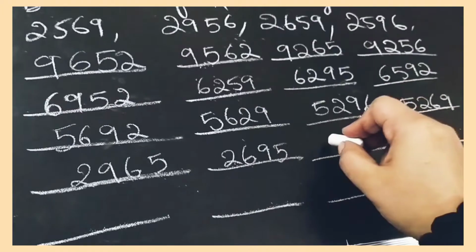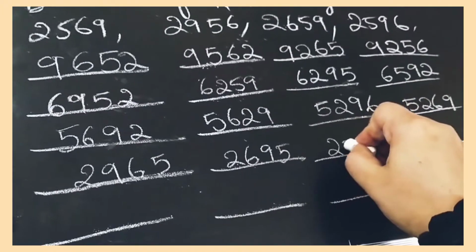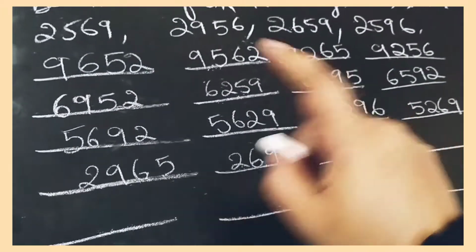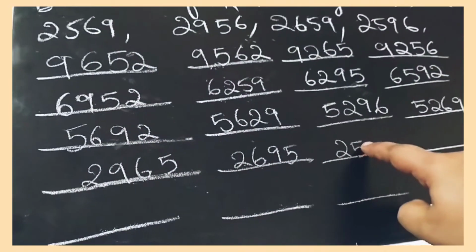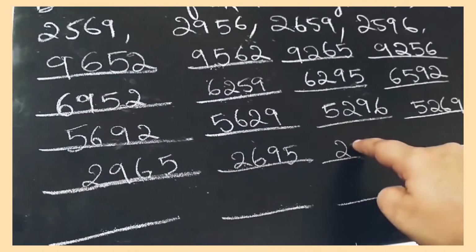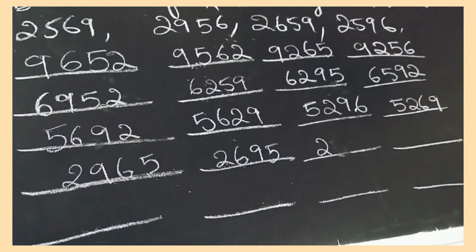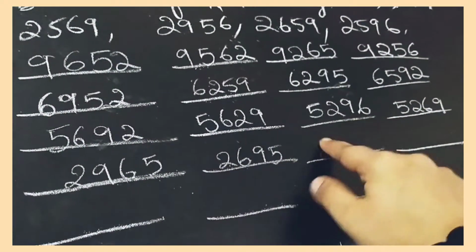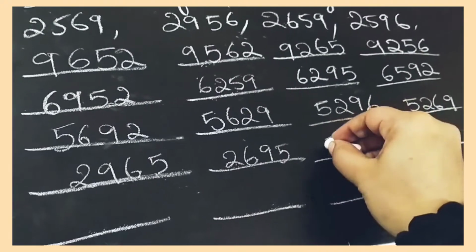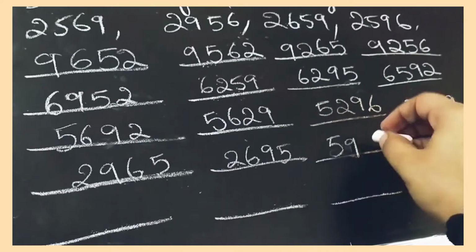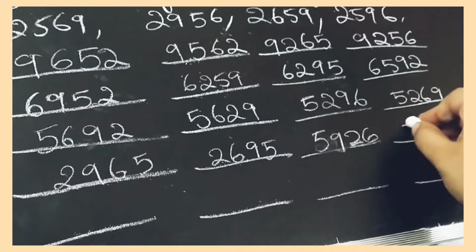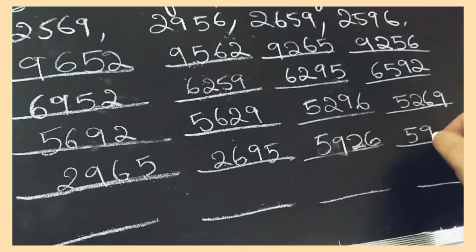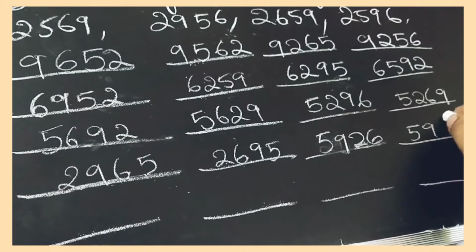Okay, we can take this also as 2 5 6 9. Here 6 9 is given. Okay, so we will take here 5 9 2 6. Then 5 9 6 2.